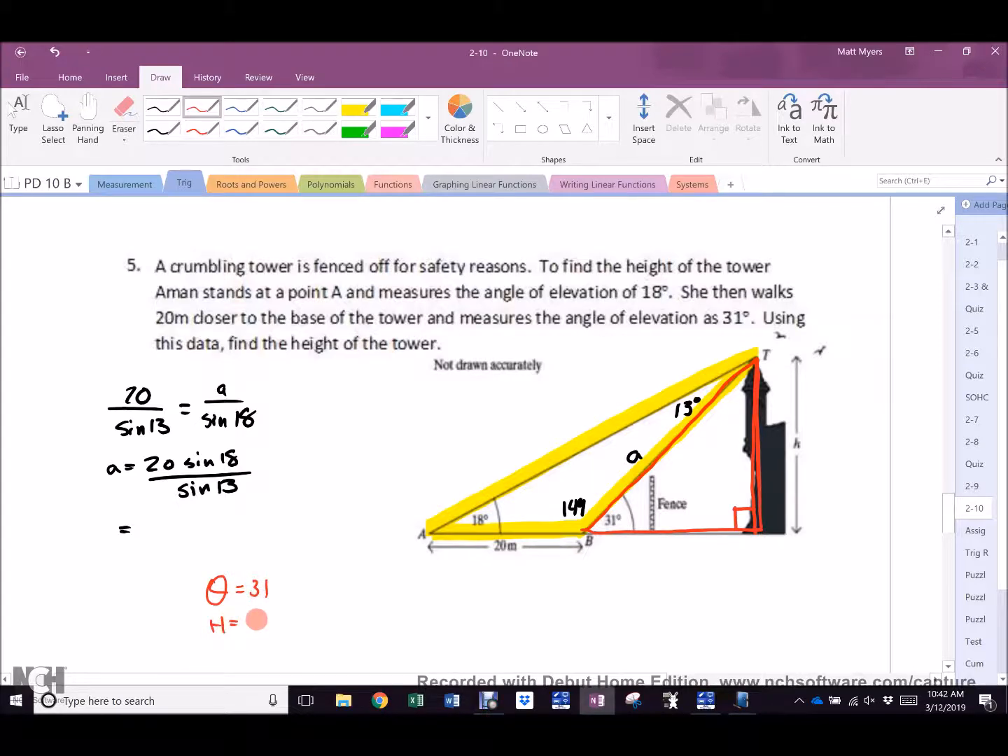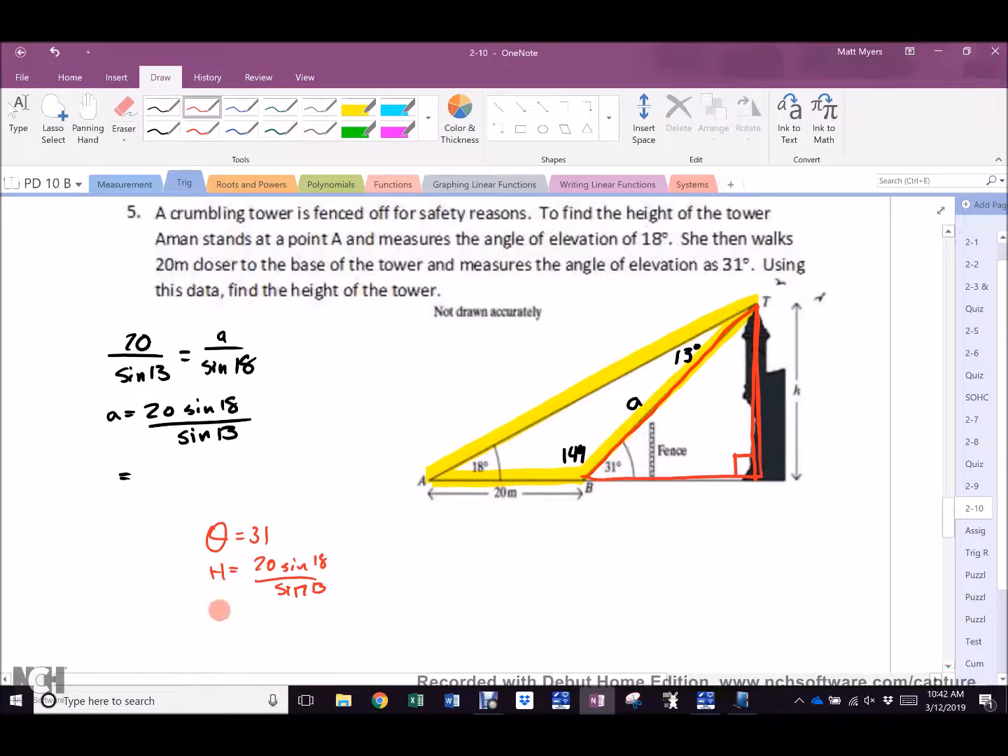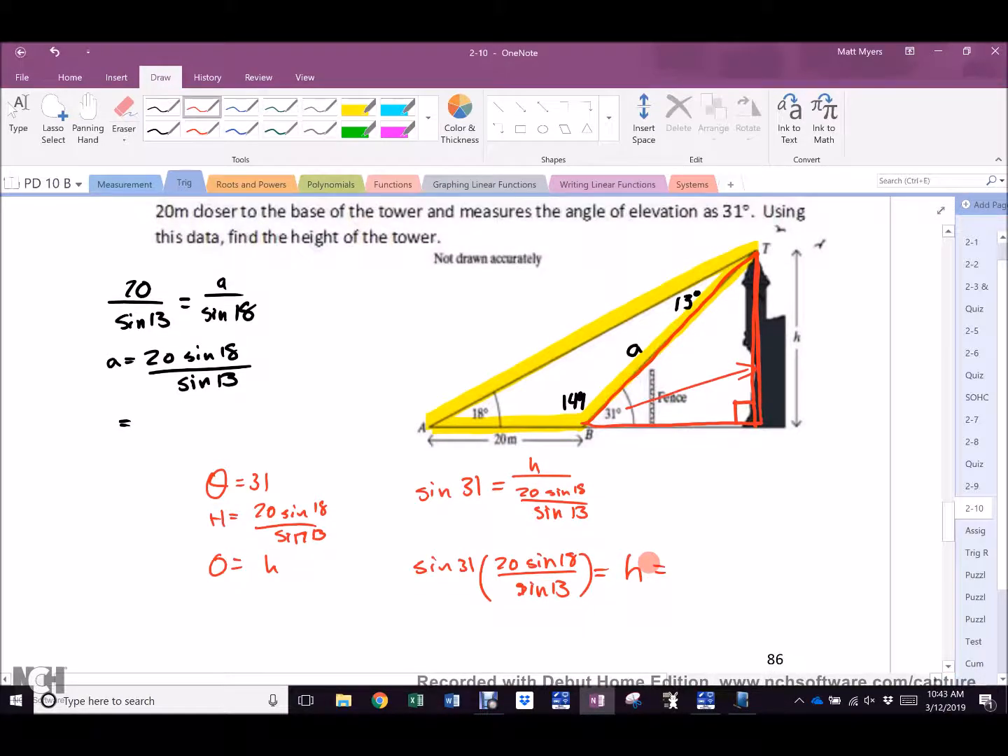What's the hypotenuse? 20 sine 18 over sine 13. And what do I need? The opposite, which is little h for height, yes? Sine 31 equals opposite, little h, over 20 sine 18 divided by sine 13, yes? How do I get rid of this number on the bottom? Multiply. So sine 31 times 20 sine 18 over sine 13 equals h. And that I can punch into my calculator.